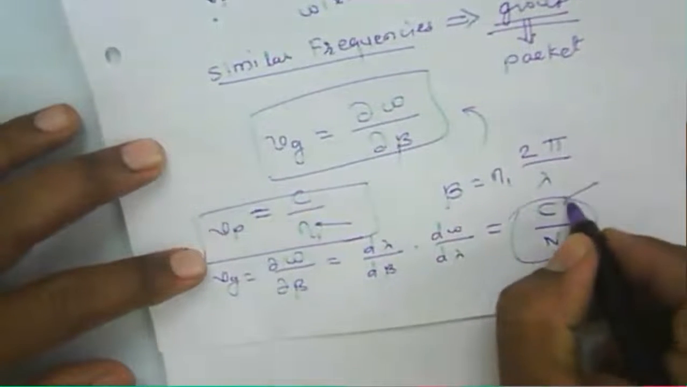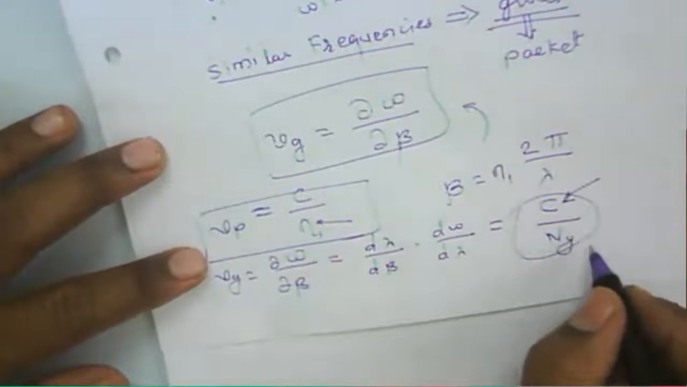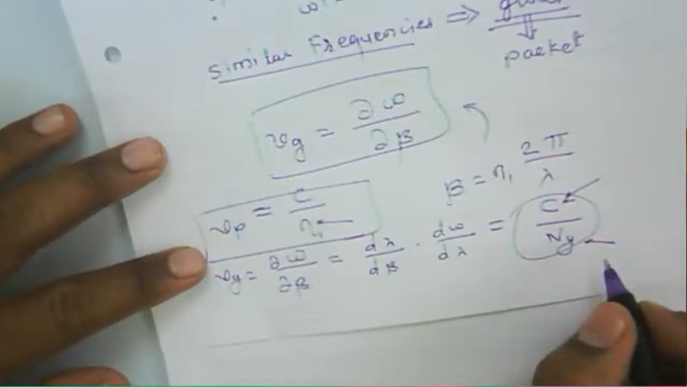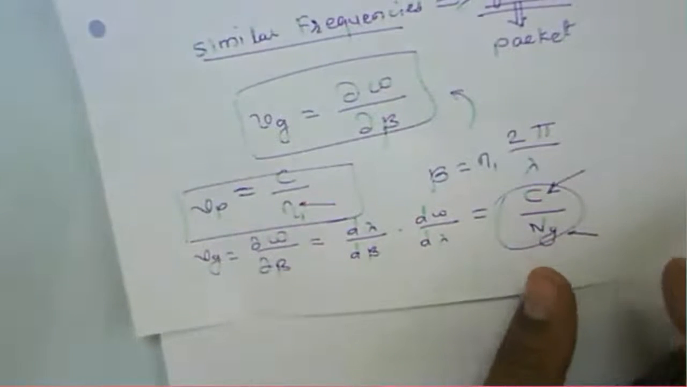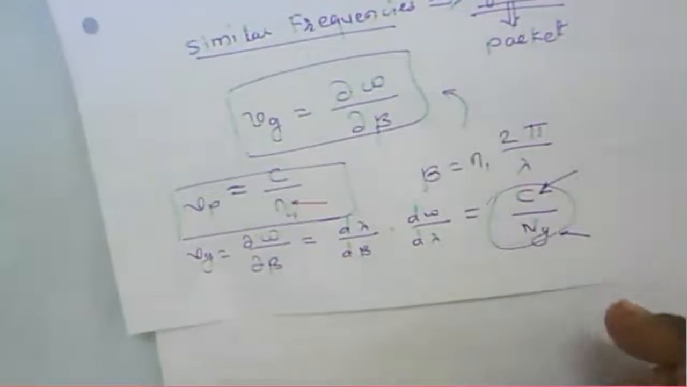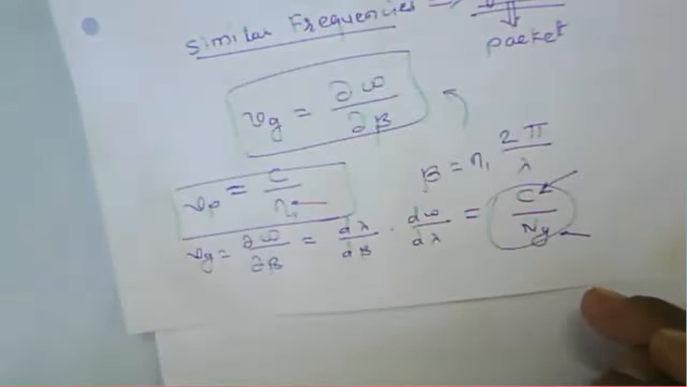Now ng is nothing but the group index of this particular guide. This guide is propagating the light. That's why we say this is the group index of this particular guide.